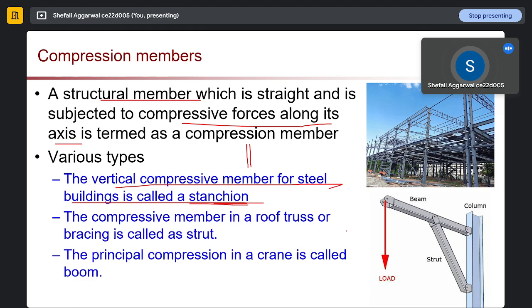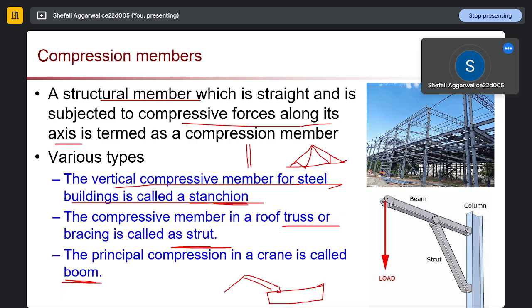And the compression member in a roof truss or bracing is called a strut. These triangular sections connecting our beam to column, and in roof trusses, this type of truss, these compression members are called struts. And the principal compression member in a crane is called a boom. You might have seen a crane. In our crane, the principal compression member is called a boom. Okay.